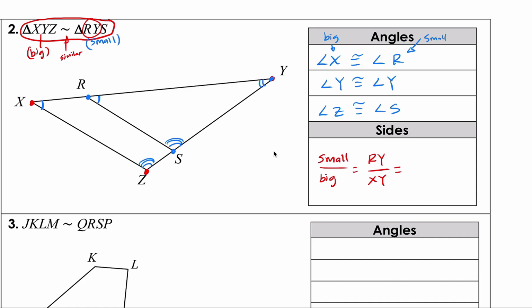And that ratio is going to equal, that's what a proportion means. It means all the side ratios are equal. So let's pick another small side, YS. YS corresponds to YZ on the big triangle, so I make a ratio of those two. And that ratio equals the third side. Let's start with the small one, RS. What does that correspond to? R corresponds with X, and S corresponds with Z. So XZ.